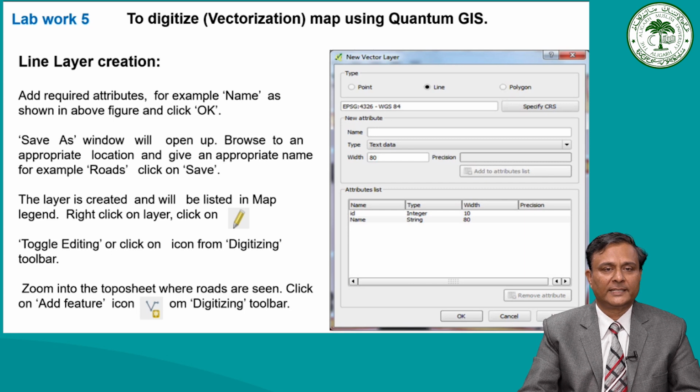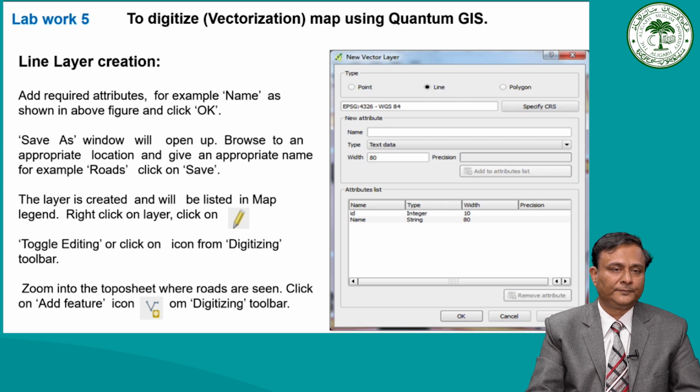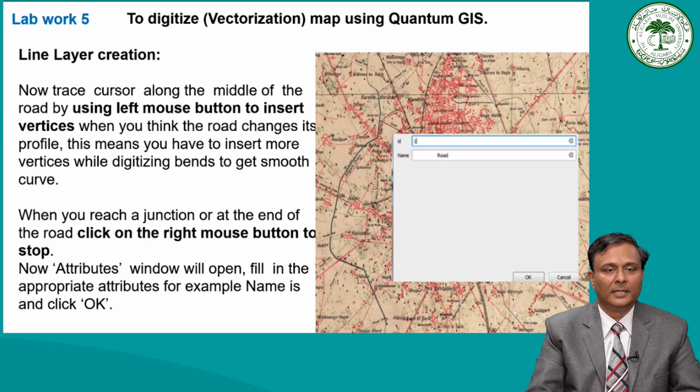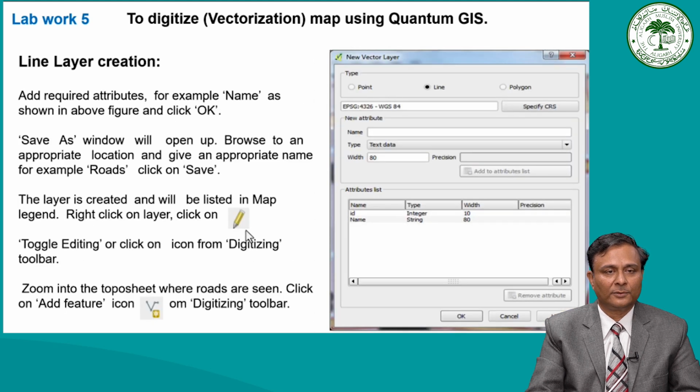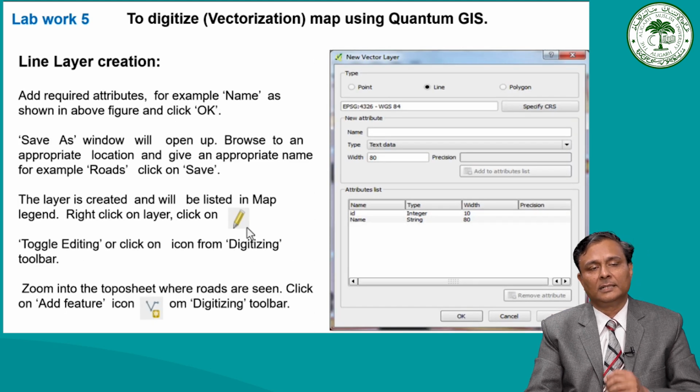When you select that, add to the attribute list, click on OK, and then the toggle digitizing toolbar will appear, and from there you have to select the pen symbol.